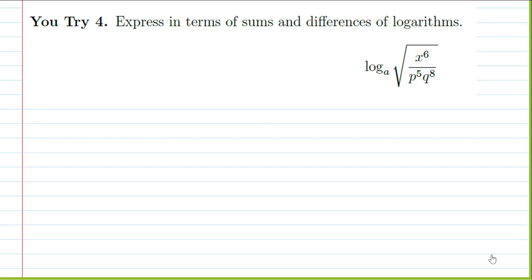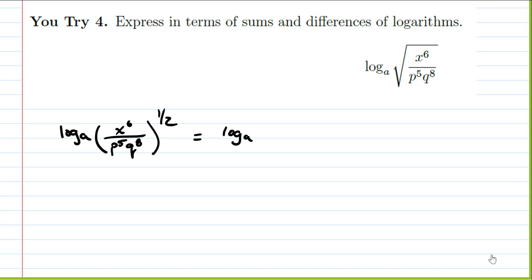So the first thing we're going to need to do to resolve this is use our fractional exponent rule. So we rewrite it as the logarithm base a of x to the 6th over p to the 5th, q to the 8th, all raised to the 1/2. And from here we actually have 2 choices. You can either swing the 1/2 out in front and distribute it in at the end, or we can use our power of a power rule. Personally, I think that's easier, but you get the same answer either way.